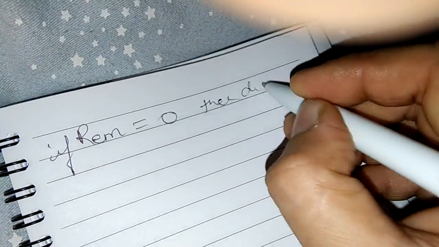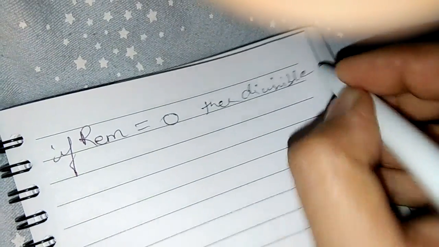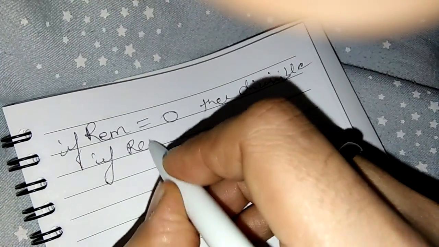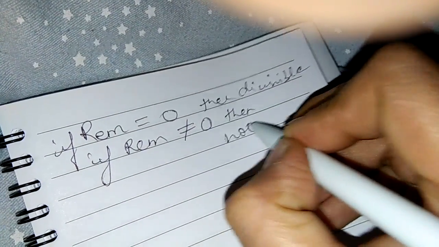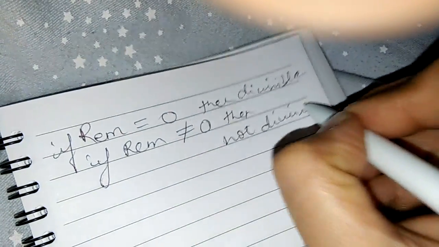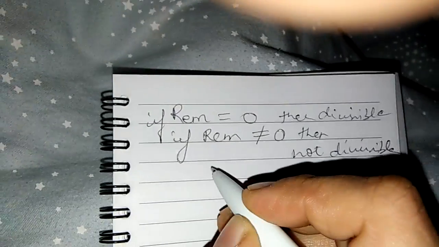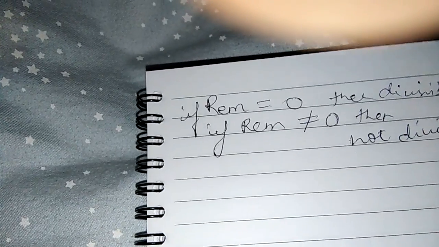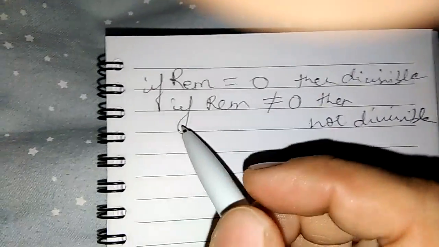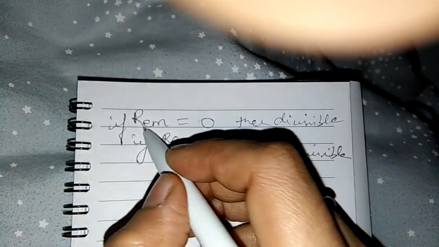So you'll have to learn: if remainder is 0, then divisible, and if remainder is not 0, then not divisible. Remainder of the division part. We check the factors by division only. So that is why remainder is used for the divisibility test.